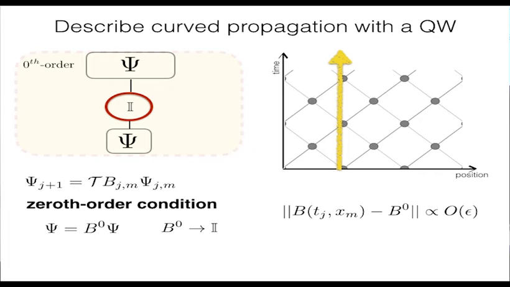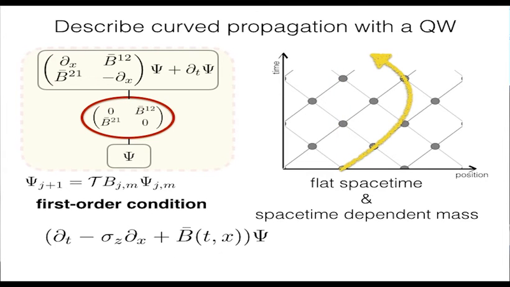Now, you can say, why not? I choose B0 equal to the identity, and I expand at first order. It means that my field B should be not so far, within epsilon, from B0, so not so far from the identity. And this is a strong constraint for my simulation. But let's go ahead and we will see.